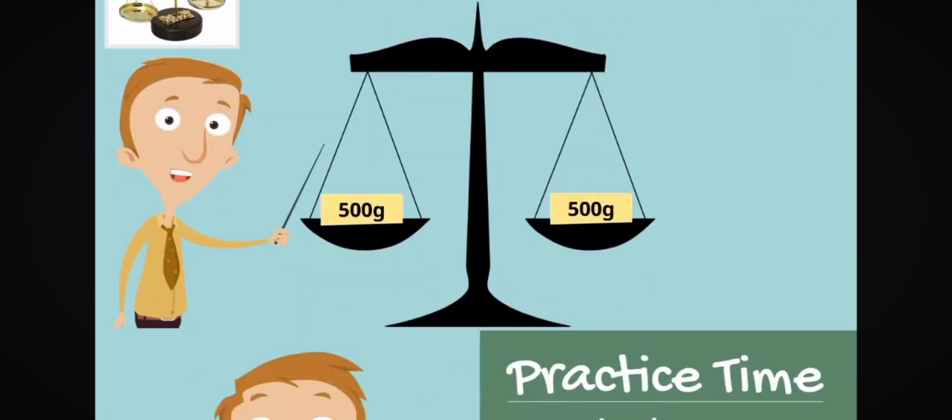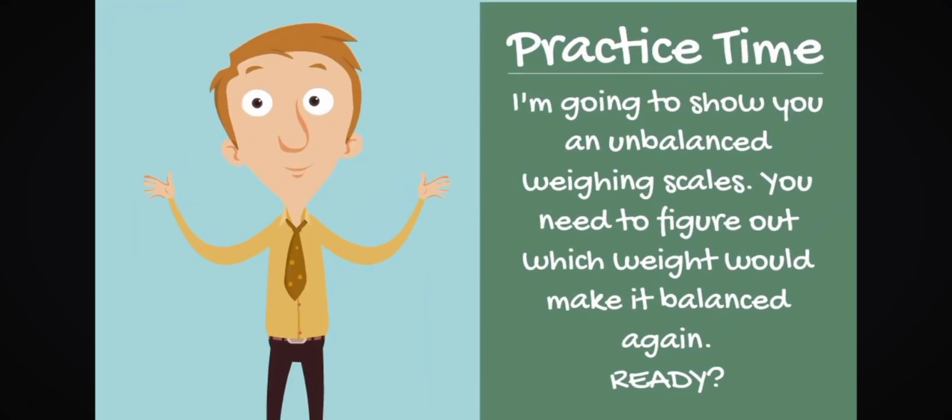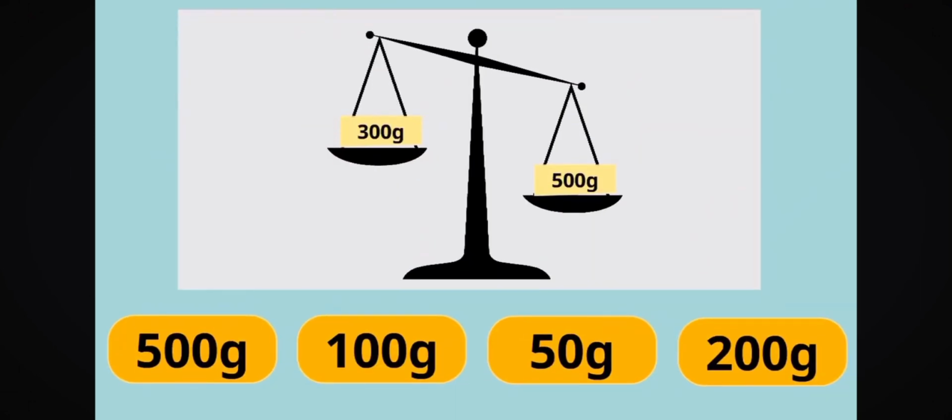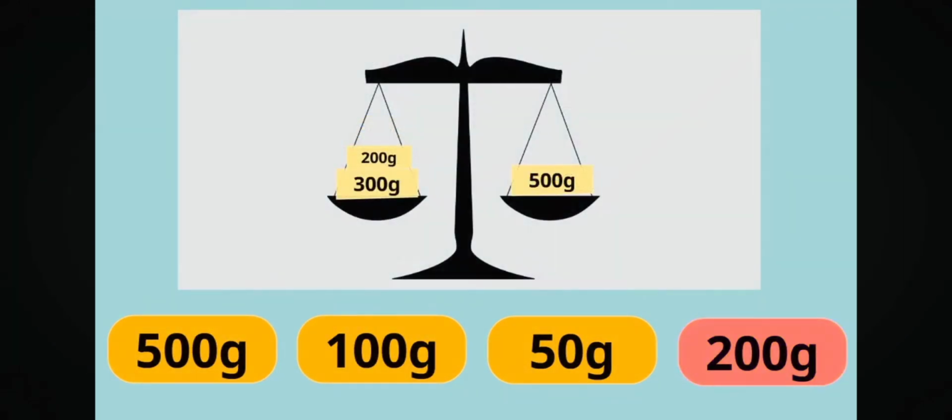Now that you know that, let's practice a few scale questions. I'm going to show you an unbalanced weighing scale. You need to figure out what weight you would put on the other side to make it balance again. You ready? On this scale, you will need to choose a weight below to add to the scale to make the balances even. That would mean that both sides are weighing the same. If we added 200 grams, both sides would be equal.